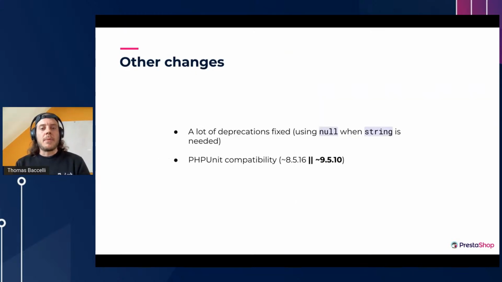And then some other changes. We fixed a lot of deprecations brought by PHP 8.1. And as I told before, it's mostly native functions like strpos that require a string as argument. Before PHP 8.1, you could send null and it was treated like an empty string, but since PHP 8.1, it will throw a deprecation. So we had to manually check that the argument is not null and put an empty string instead if it was null.